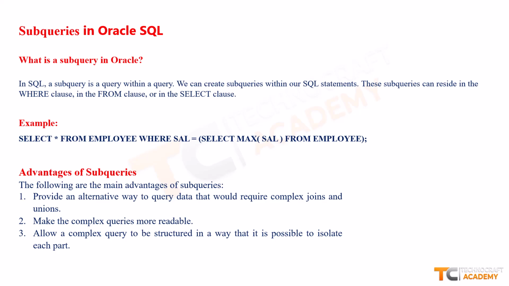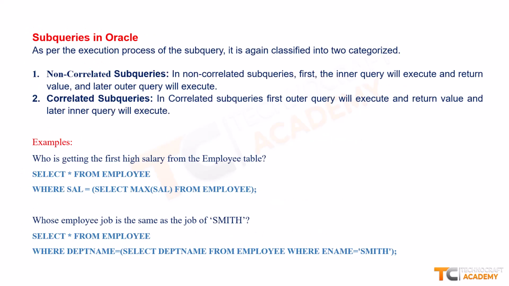Okay, so we have two types of subqueries in Oracle: non-correlated and correlated subqueries. These are made based upon the execution process. In non-correlated subqueries, first the inner query will execute and return the value, and later the outer query will execute. So first the inner query is executed, and based upon the result, the outer query is executed. These are called non-correlated subqueries.